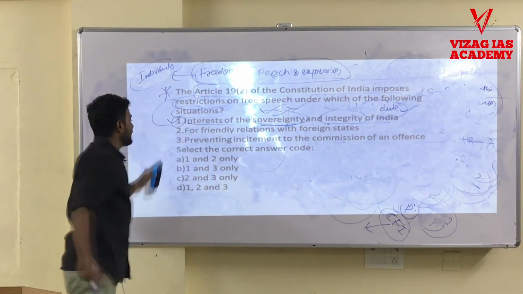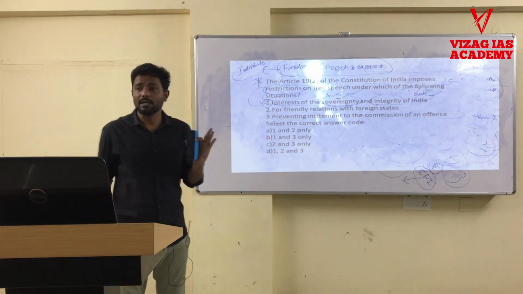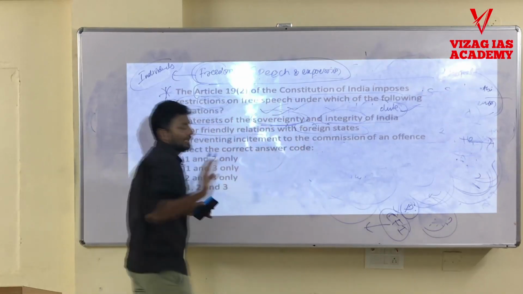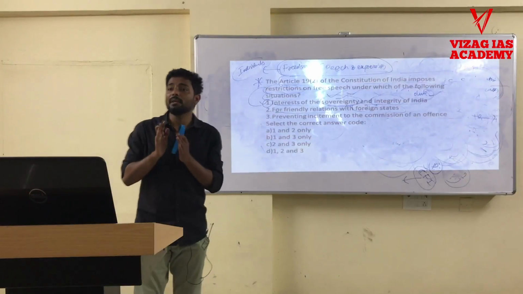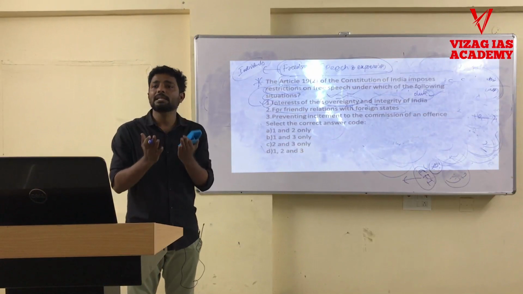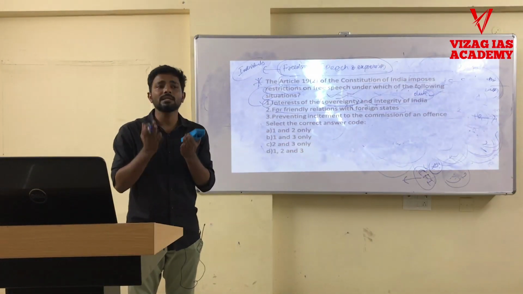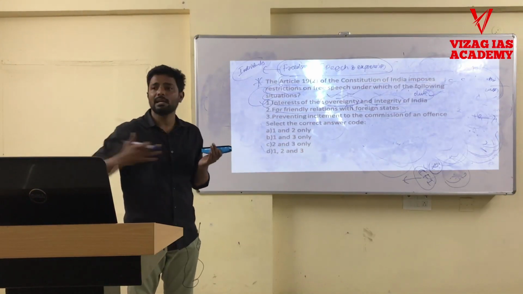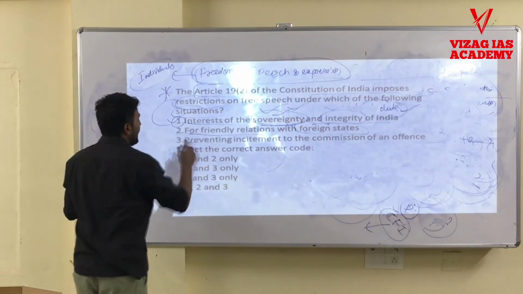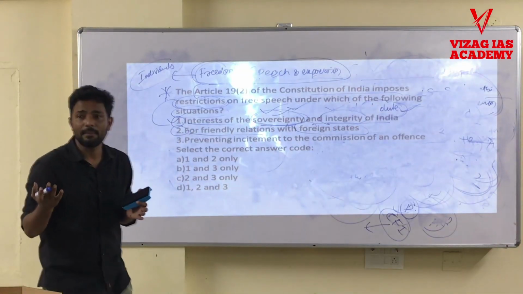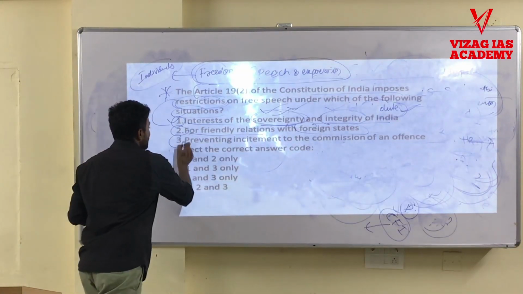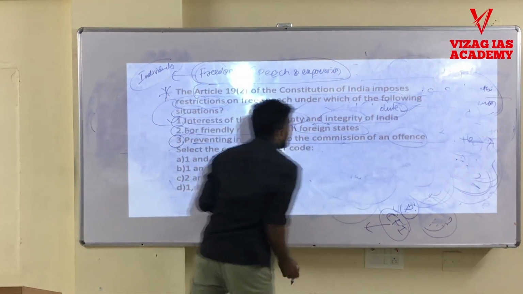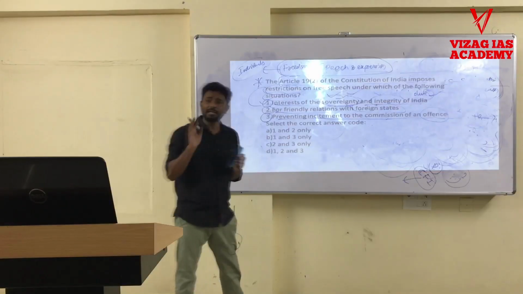The second thing is friendly relations with foreign countries, not only neighbors but all foreign countries. Your speeches, actions or expressions should not disturb our country's friendly relations with neighbors or any other foreign nations. This is also a reasonable restriction, right? The third thing is preventing incitement to commission of an offence. Incitement to an offence is also a reasonable restriction.